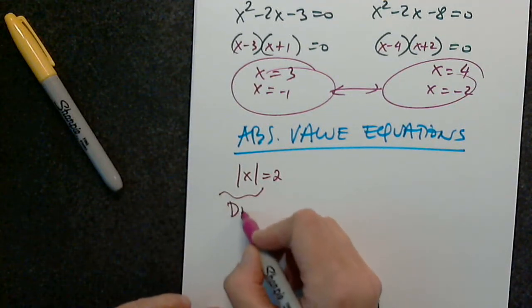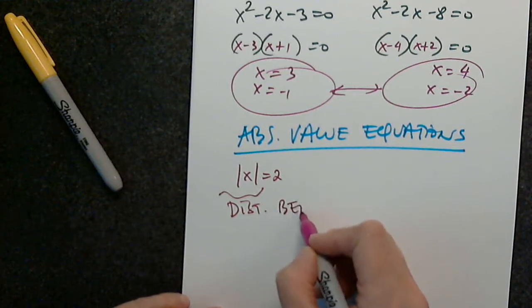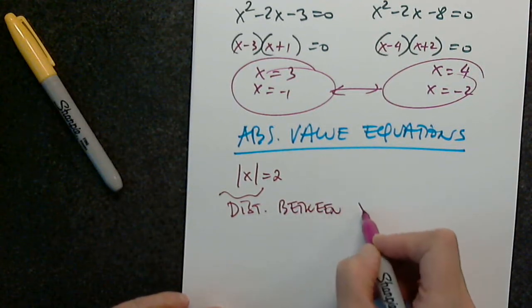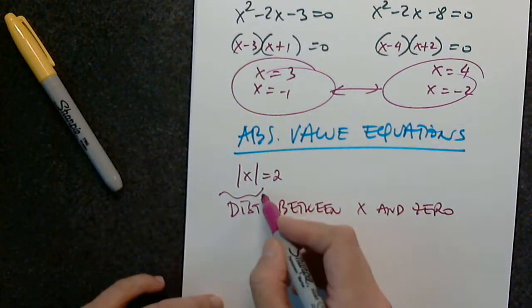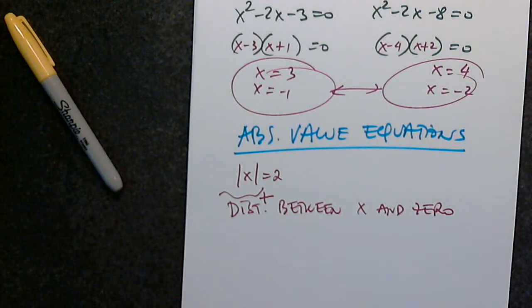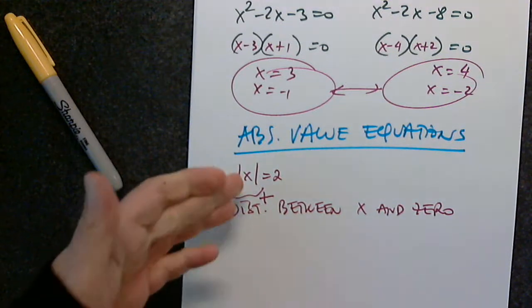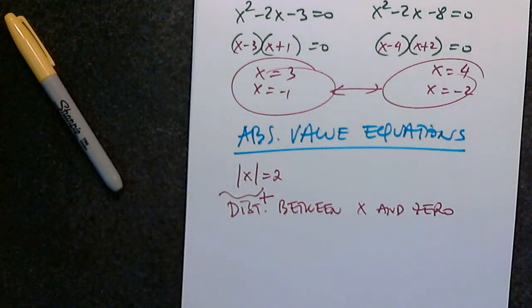This part is the distance between x and 0, so it must always be a positive number. On this side, we have the absolute value of x. On the other side, we have 2. The equation is really asking us to find x whose distance from 0 is 2 units.